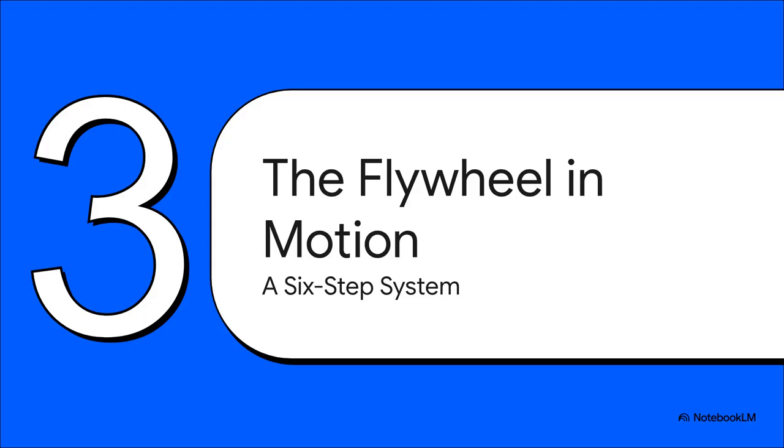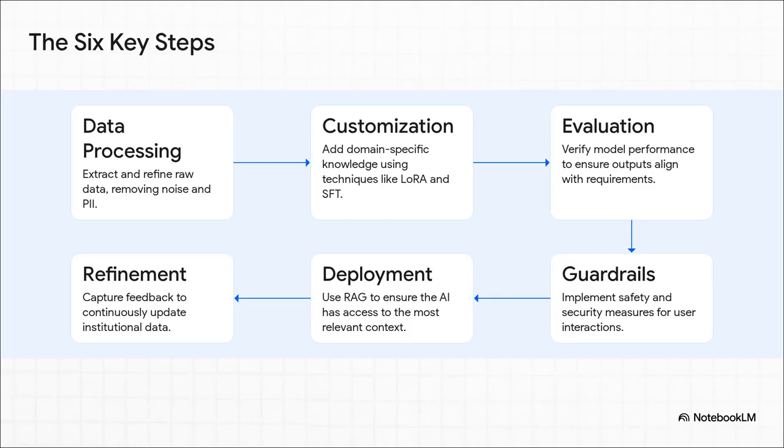So how does this thing actually spin? What does it look like in practice? Well, it's not just magic. It's a pretty well-defined six-step process that turns raw data into a constantly improving AI. Let's walk through these 6 steps.